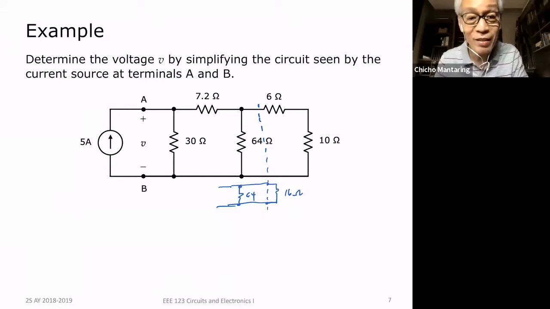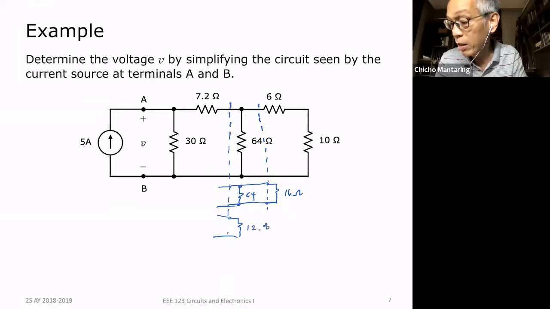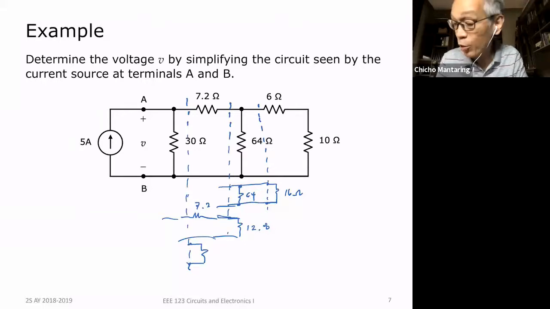That's right, no? 12.8. So from Marthy, 12.8. With respect to these terminals, this is equivalent to 12.8, no? Now this 12.8 is in series with 7.2. So with respect to this point, 7.2 plus 12.8 is 20. And the 20 is in parallel with 30. So itong 20 at saka 30 in parallel comes out to 12 ohms.